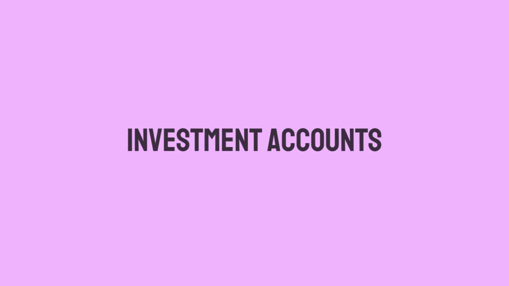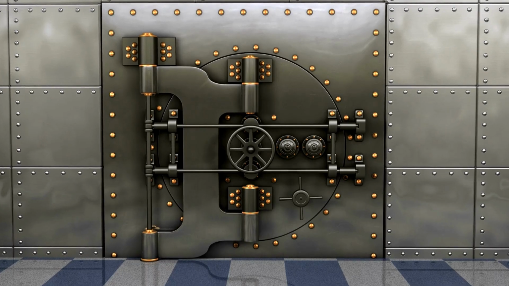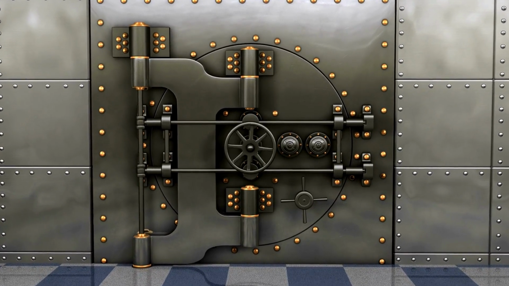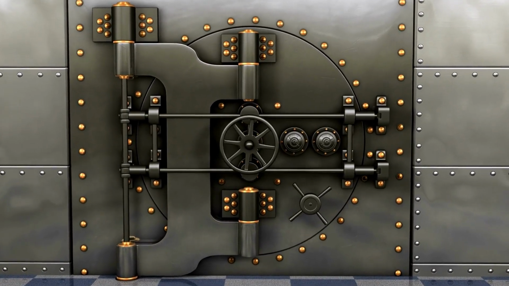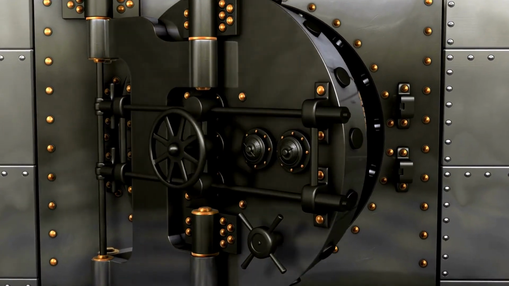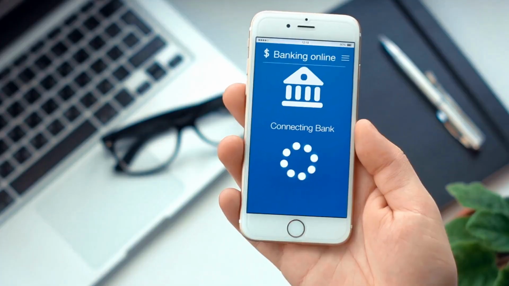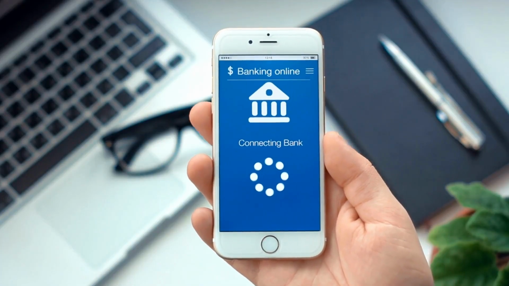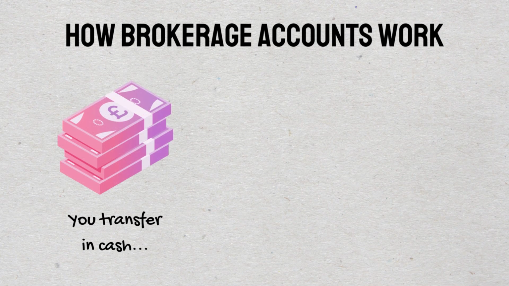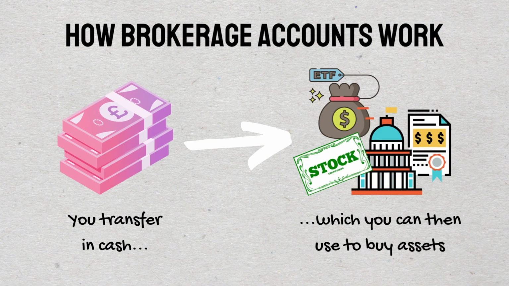Alright, so first you need a specific type of account that allows you to invest your money. This is different from a normal savings account that just pays you interest. Investment accounts are a special type of bank account. You can transfer money in, just like with any other type of account, but instead of leaving that money there in cash, you can then use it to buy assets like shares or funds or bonds.